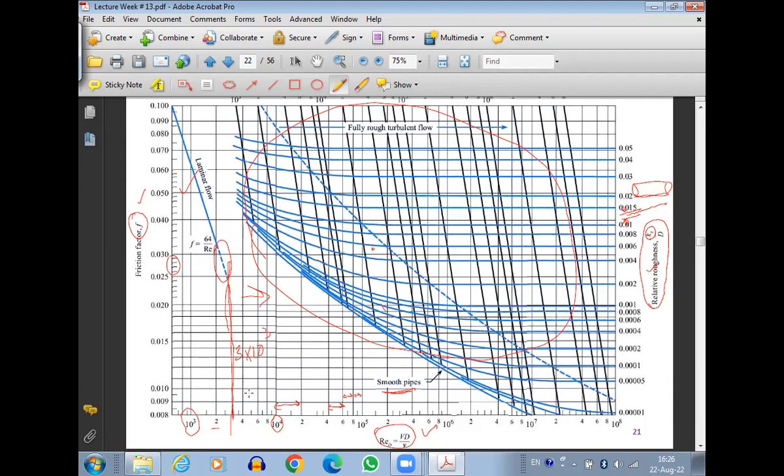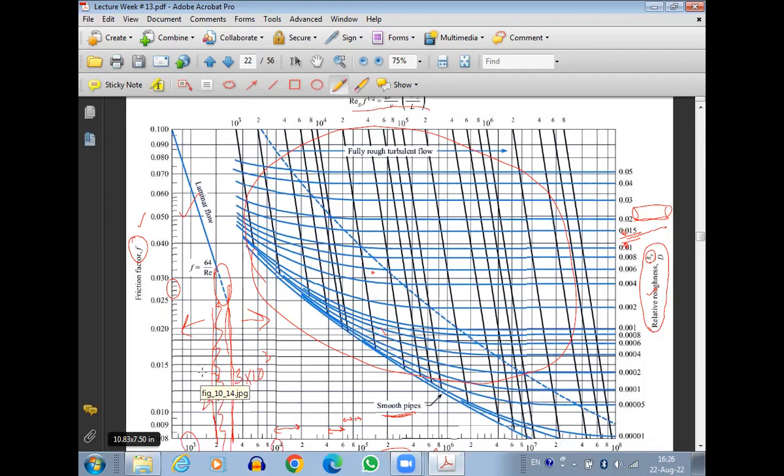So the laminar region is below 2 into 10 to the power 3, that means this point. So here we have laminar, here we have turbulent, and this small region is the transition region. But as I told you, for the course of this study, the transition region is something that we are not considering in our analysis. So either it will be the laminar flow or the turbulent flow that we will consider.